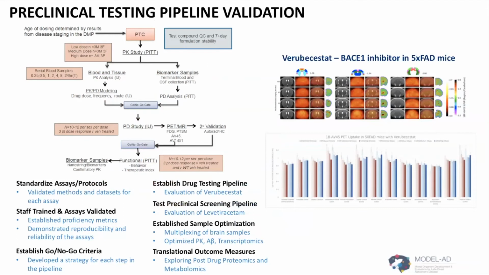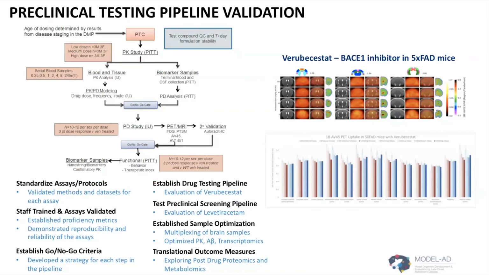So essentially, the preclinical testing pipeline is a robust and rigorous way of performing preclinical studies, starting with, for instance, a test compound and then doing PK and PD studies, all the way through to assessing by a particular phenotyping method. In this case, what I'm showing here is in vivo imaging, similar to what I showed on the previous slide for 5x FAD.